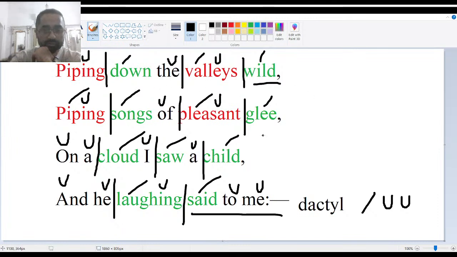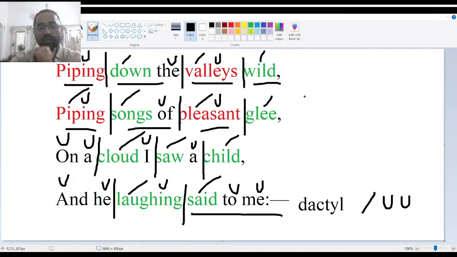So let's identify the variations. In each line there is a catalectic, apart from the last line of this stanza. So the first 3 lines have catalectics. How many meters are there? There are 3 meters, trimeter, 1 2 3, and then you have the incomplete foot, which is not a foot at all, so it doesn't count. So: trochaic trimeter with a catalectic at the end of each line.